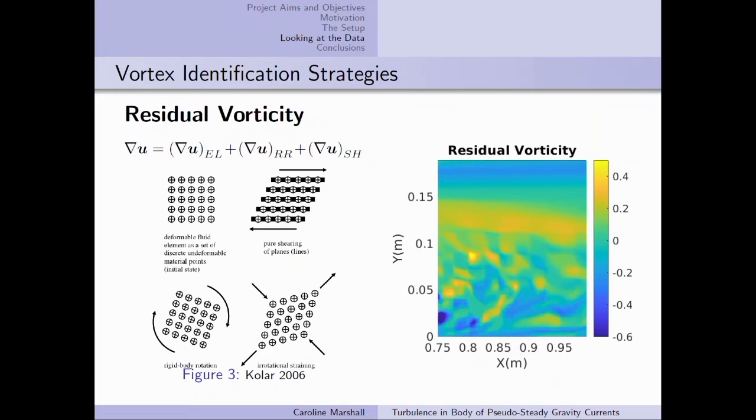Finally, a residual vorticity, which is based on triple decomposition of relative motion near a point. So it splits the flow up into pure shearing, rigid body rotation, and irrotational straining motions. So we can then remove the effect of shear to be left with a residual vorticity, which hopefully just looks at the things that we're interested in.